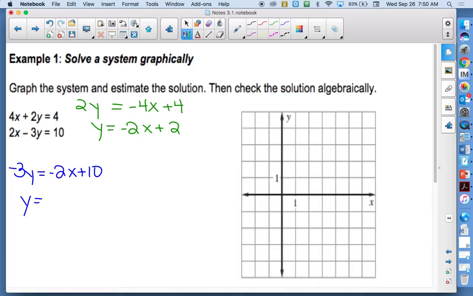Just be careful when you're dividing by negative 3. So if we're dividing this by negative 3, we have positive 2/3 x and then minus 10/3. Careful with the negative sign.